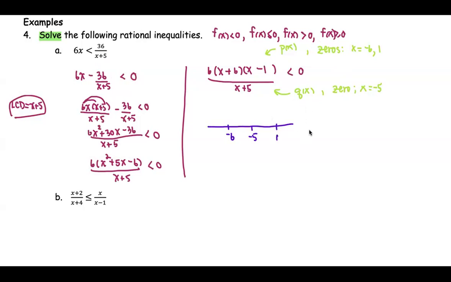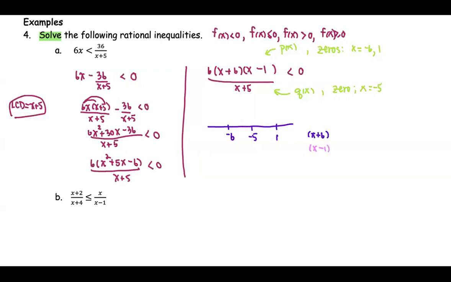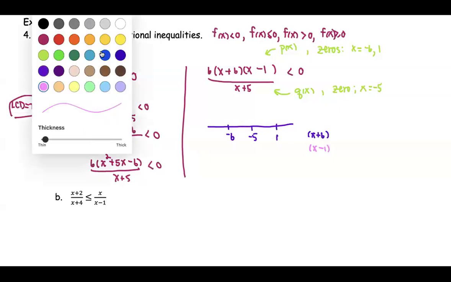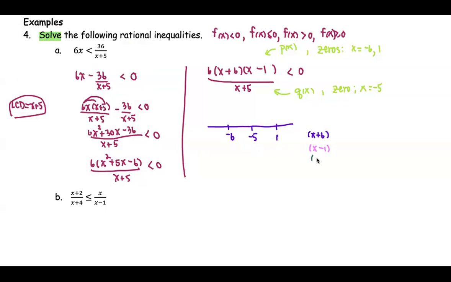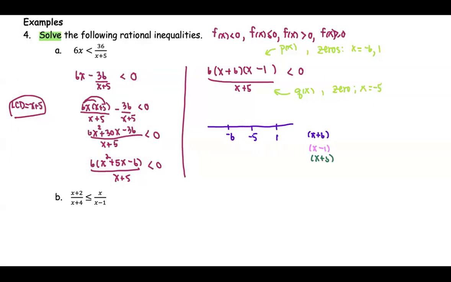Next, we're going to determine the sign in each interval. Here's a tip and technique. We make a list of each factor, x plus 6. I'm going to use a different color for each one of them. Then x minus 1 in another color. Let's use green for the factor x plus 5. Look at one at a time. For the first one, x plus 6, any value greater than negative 6 will have a plus sign, and the left-hand side of negative 6 will be a minus sign.